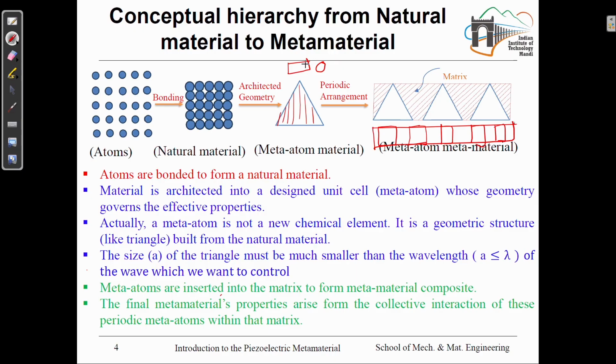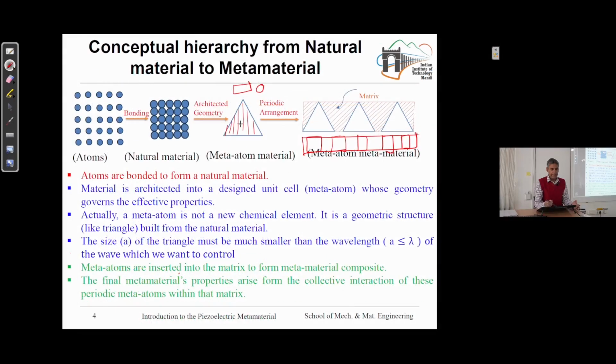Again, what we have now are atoms, and we know that atoms are bonded to make materials. We have the material, and then we can give it a specific shape, or we can design a special architecture to make the meta-atom. And then we have the matrix and the meta-atom. This combination of matrix and meta-atom is known as a metamaterial.